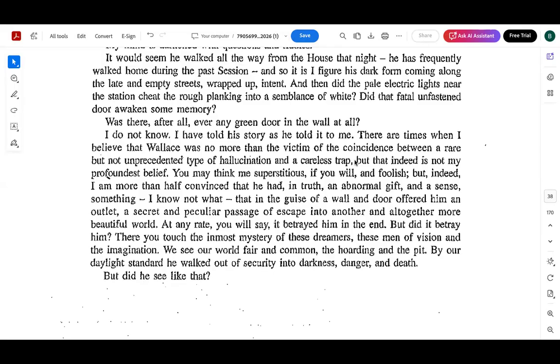the themes: duty versus desire, lost innocence, reality versus illusion, regret and missed opportunities, and then character analysis. Wallace is successful but regretful, torn between ambition and inner happiness. Okay. A few key quotes, the door in the wall, symbol of opportunity.